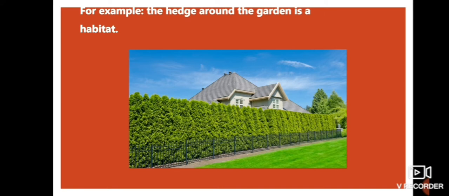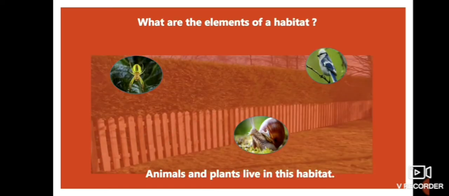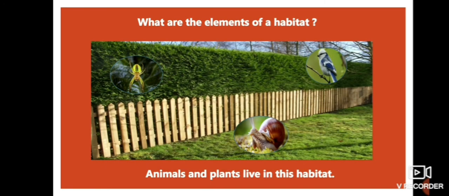So the hedge is located around the garden and it is used for protection. It protects the house garden. We have many kinds of animals and plants that live in the hedge. Like what? The plants of the hedge are the trees, the grass, the flowers, and the climbing plants. Some animals live in the hedge, like bird, spider, and snail.